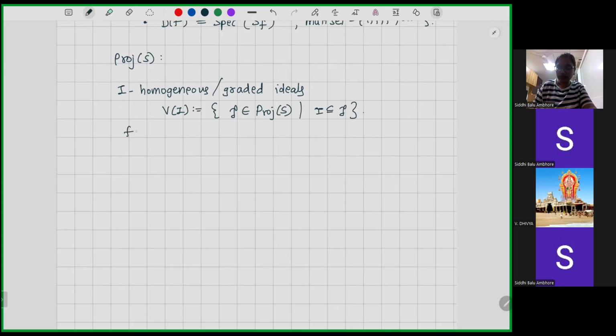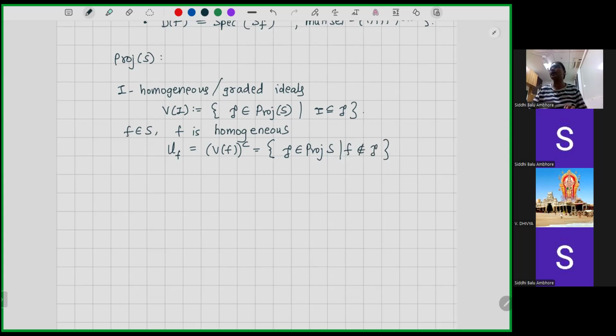Similarly, for any F in S, F homogeneous, the element which I am choosing, here instead of D we define it to be UF, which is again the complement of VF in Proj. It is all those P in Proj S such that F is not contained in P. And P is a homogeneous prime ideal, and P is not equal to the unique maximal homogeneous ideal, the ideal generated by all the variables.